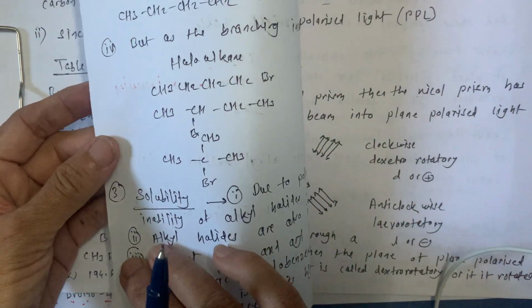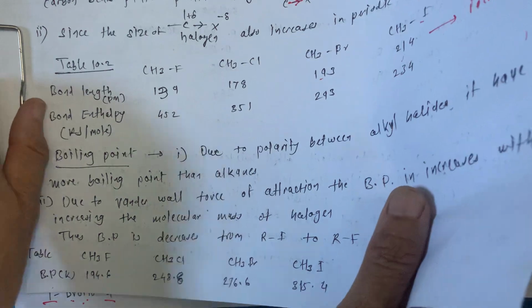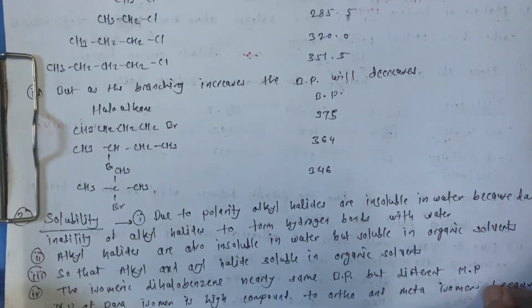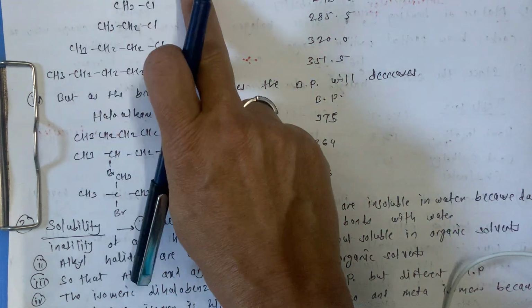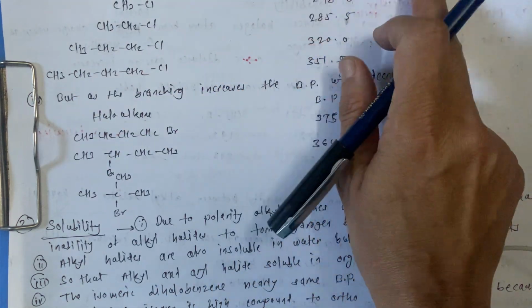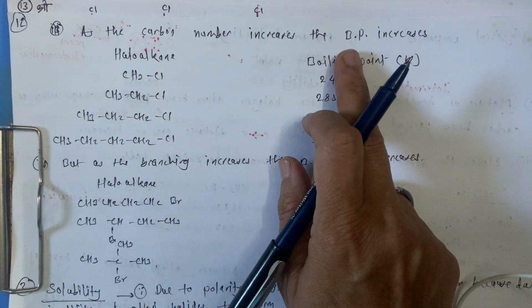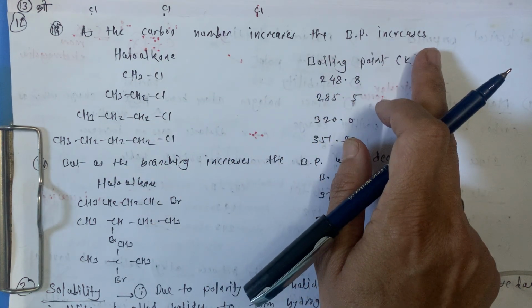Okay, this is for boiling point. Now a few more things are given in our textbook regarding boiling point. As the carbon number increases, the boiling point increases.